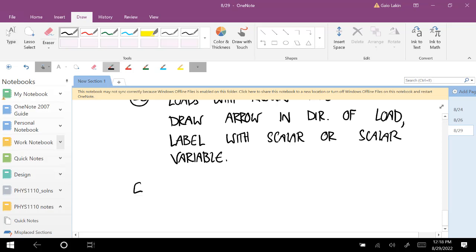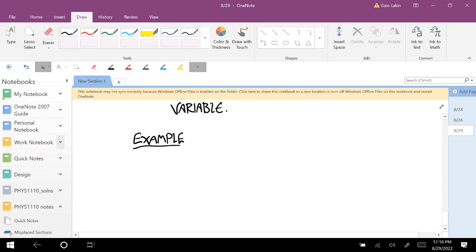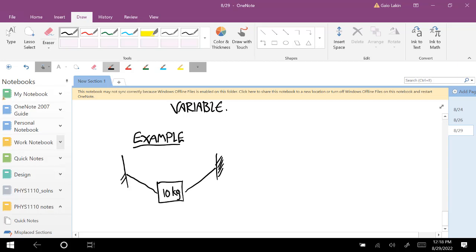Okay, so let me do an example. Let's say that we have this mass of 10 kilograms that's connected to 2 walls by cables. And we want to draw a free body diagram of the mass.